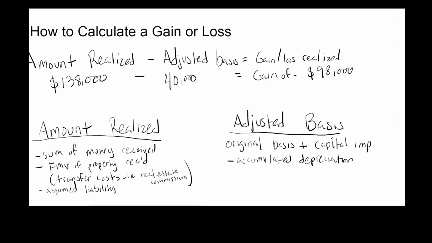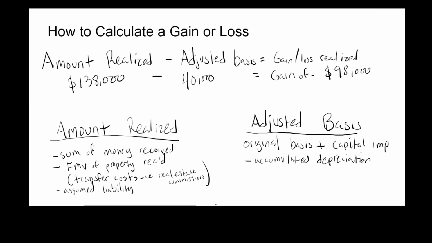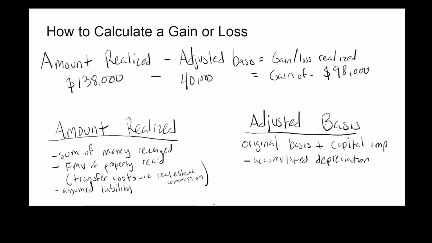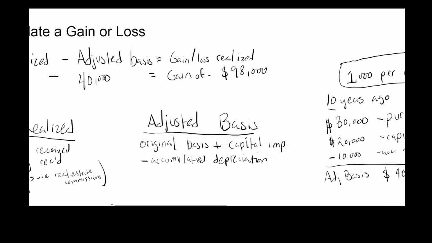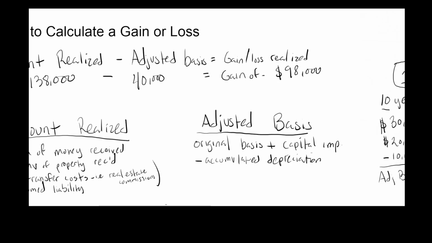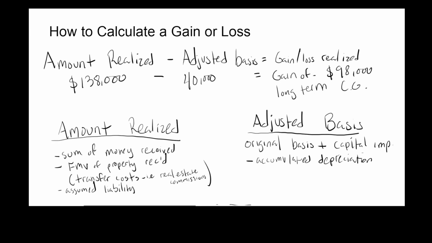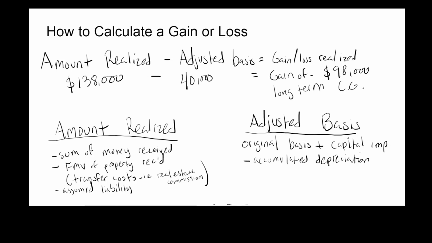All right, and just as a quick little recap on long-term versus short-term holdings, because this property was held for well over 1 year and 1 day, this is going to be a long-term capital gain. So we'll call this long-term capital gain. And you just learned how to calculate a gain or loss based on the amount realized, the adjusted basis, to determine that final gain or loss figure.